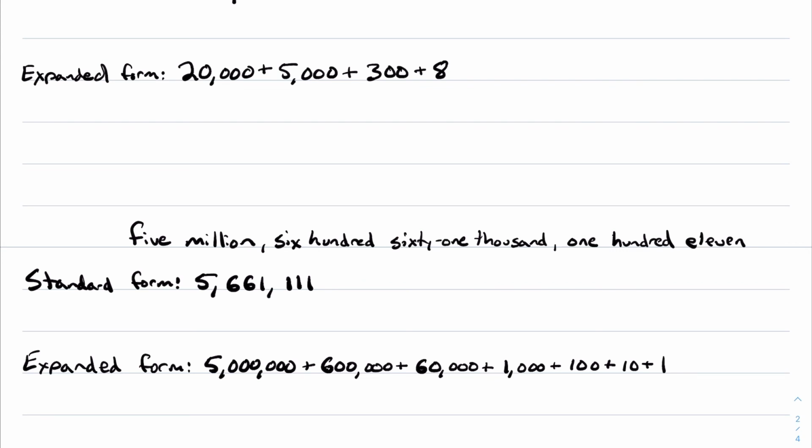Now remember to practice. You could just write a number in standard form and then practice writing it in word form and expanded form, and you can practice all those different ways to get those down. Remember, a really helpful hint for myself when trying to write a number in word form is you just write how you say the number.